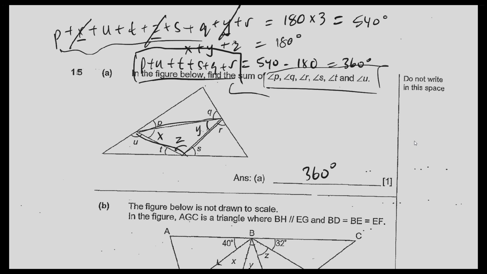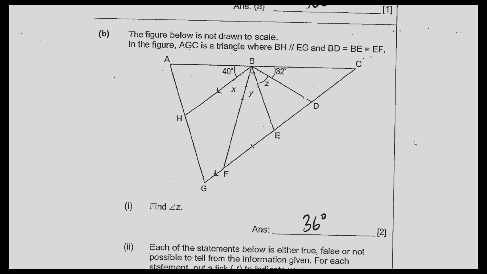So bam, you've got your answer of 360 degrees. Let's move on to the next question. The figure below is not drawn to scale, and in this particular figure, AGC is a triangle where BH is parallel to EG, and BD equals BE equals EF.